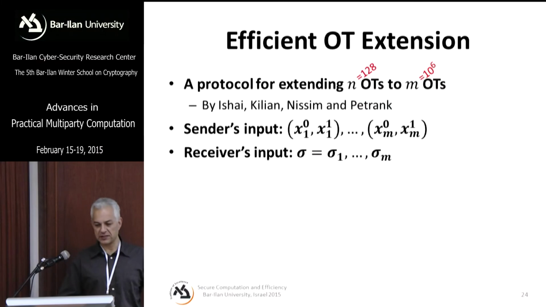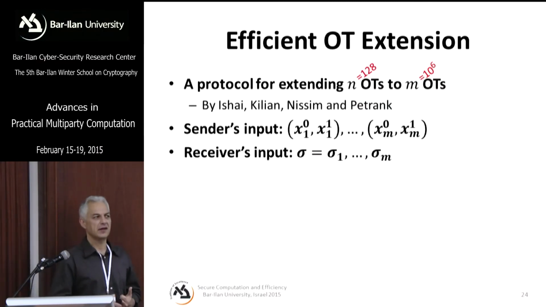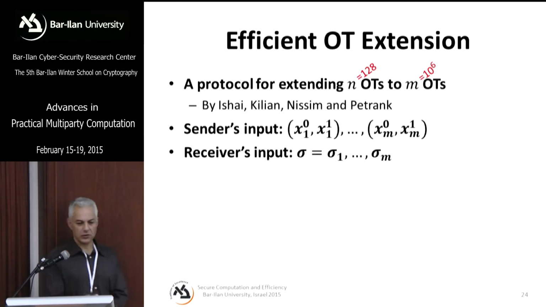From now on, instead of N, I'm going to say 128, and instead of M, I'm going to say 1,000,000, because when I say N and M it's hard to distinguish what I want to say, and 128 and 1,000,000 are different. So the sender has 1,000,000 input pairs for the OTs, and the receiver has 1,000,000 choices, one for each OT. And we want to implement this using only 128 OTs.